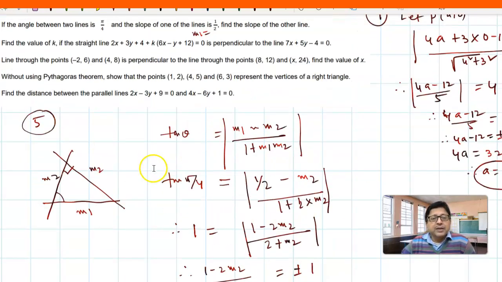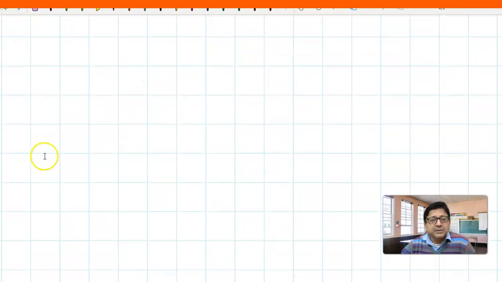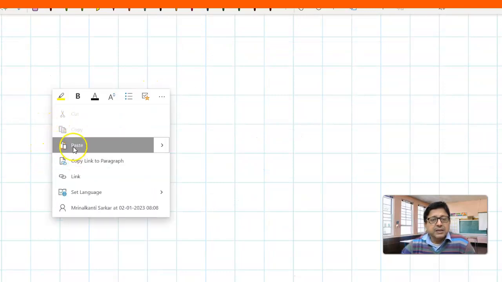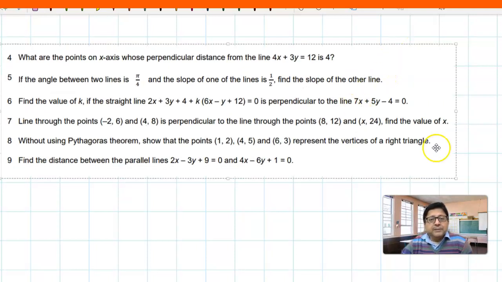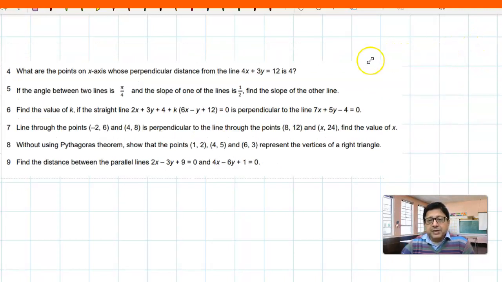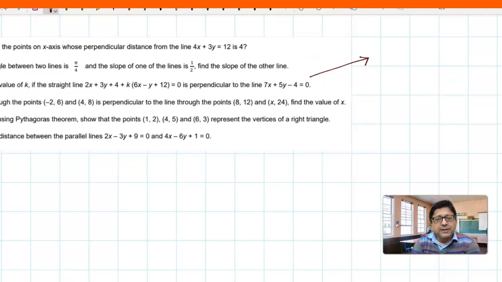Let us take the next problem. Find the value of k if the straight line is perpendicular to this straight line. This is sum number 5, sum number 6. Find the value of k if the straight line is perpendicular to this line. So we use the condition of perpendicularity of two lines. We find the slope from the first and from the second.